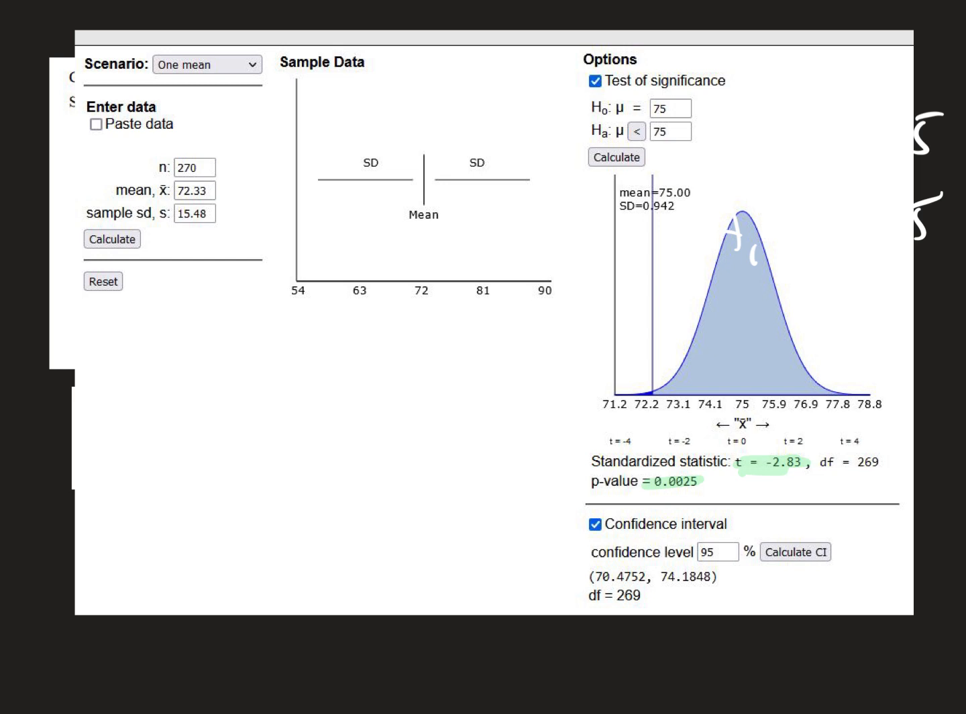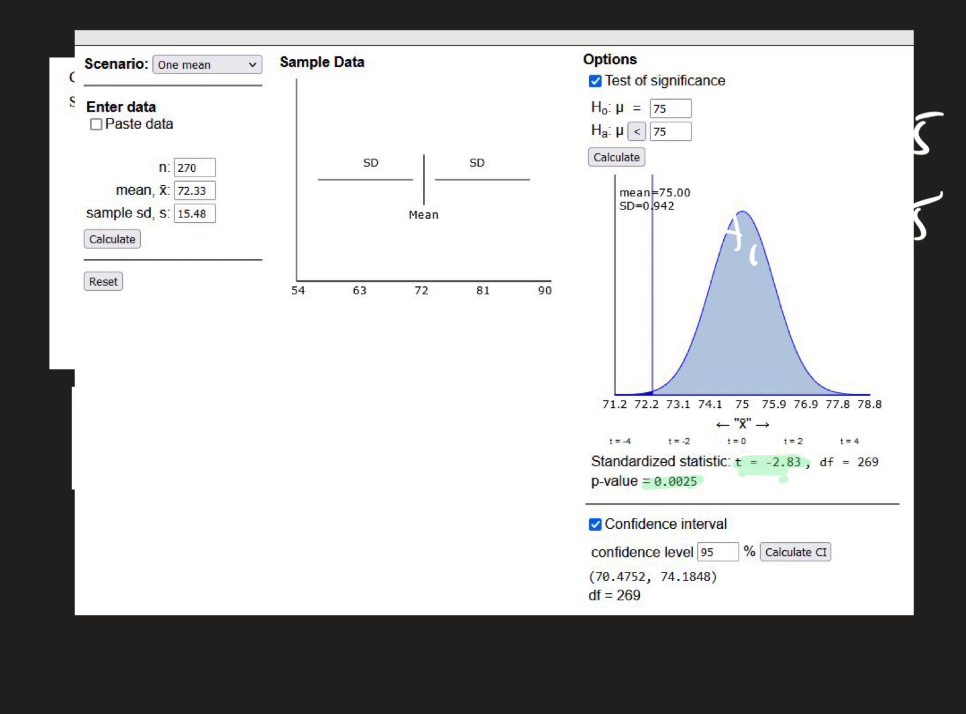I caution you if you're going to use Rossman Chance on MyOpenMath: Rossman Chance only gives us 2 decimal points. Sometimes MyOpenMath wants 3, so use a different calculator. Just don't worry about getting that part wrong. It'll usually do the p-value right.